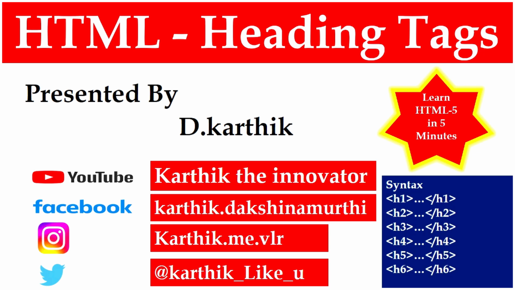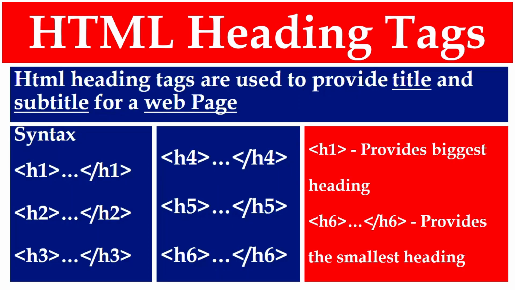In this session, I'm going to explain the HTML heading tags. Once again, I repeat the topic: HTML heading tags. HTML heading tags are used to provide a title and subtitle for a web page. If you wish to provide a title or a subtitle for a web page, we have to use HTML heading tags. There are 6 HTML heading tags, starting from H1 to H6. H1 provides the biggest heading and H6 provides the smallest heading.